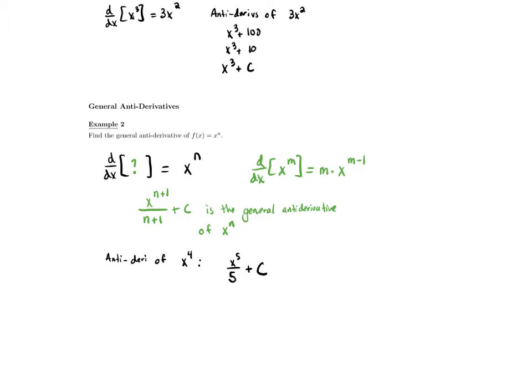This is just a reminder of what we talked about before, the reverse power rule. So if you want to find the antiderivative of a power function, you simply add 1 to the exponent, divide by the new exponent, and then add a constant. An example of that was the antiderivative of x to the 4th would be x to the 5th over 5 plus c.